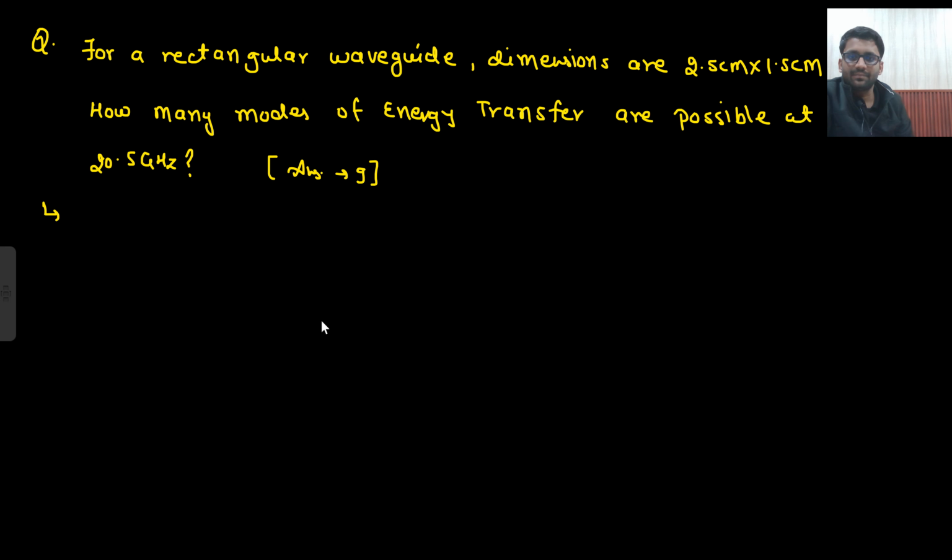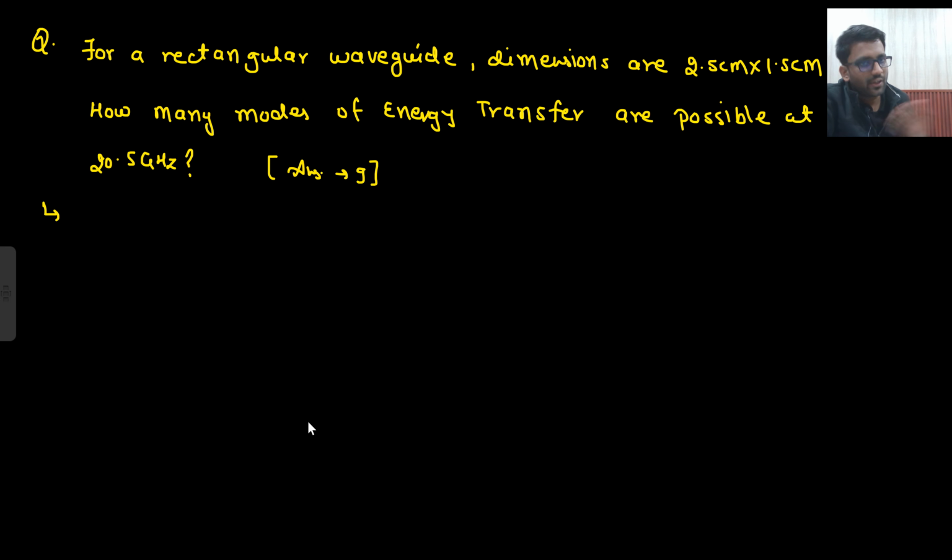Let's see the next one. Rectangular waveguide dimensions are these. How many modes of energy transfer are possible at 20.5 gigahertz? This is also a very good question. So my wave is propagating with this frequency. Parameters are given. Now I need to tell which all modes can be propagated.